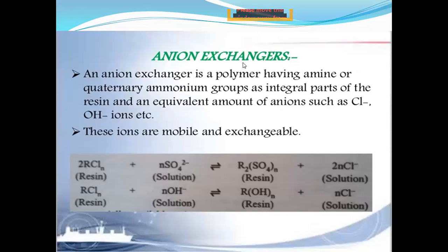Next, anion exchange. Here see, 2RCl. The exchangeable counter ion is Cl minus and the incoming ion is SO4 minus 2. This is the resin, where R represents the matrix, and Cl minus is the counter ion or exchangeable ion. This exchangeable ion is exchanged with SO4 minus 2, but the charge of the exchangeable ion is Cl minus. So two Cl minus ions can replace one SO4 minus 2 ion. That's why it is written like this.